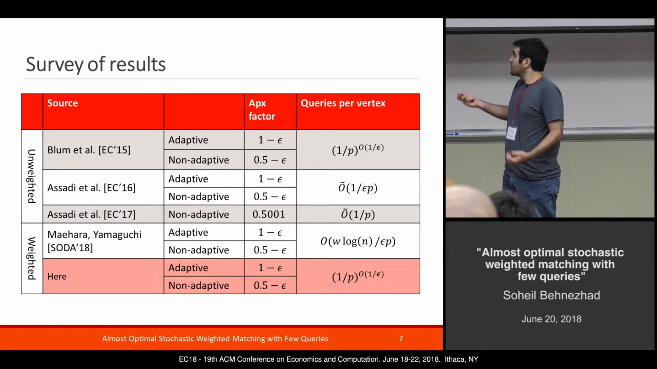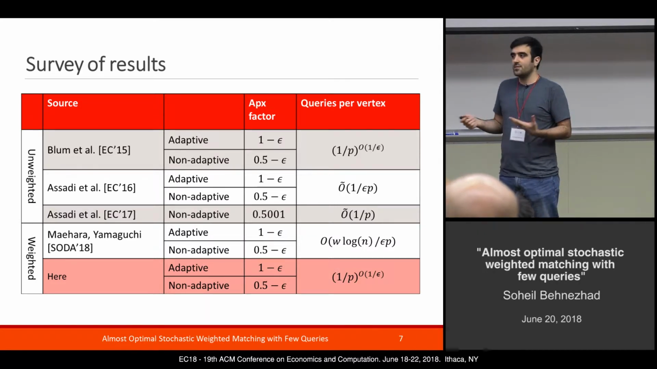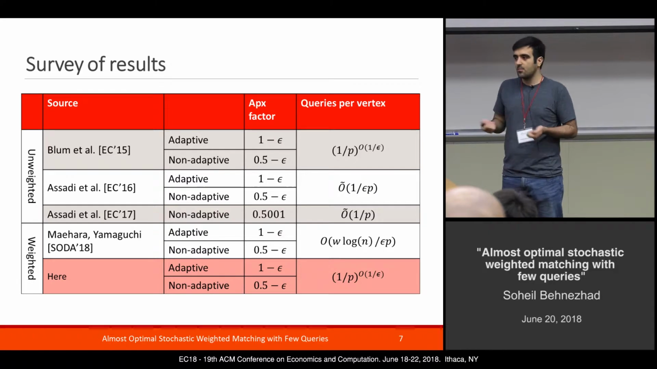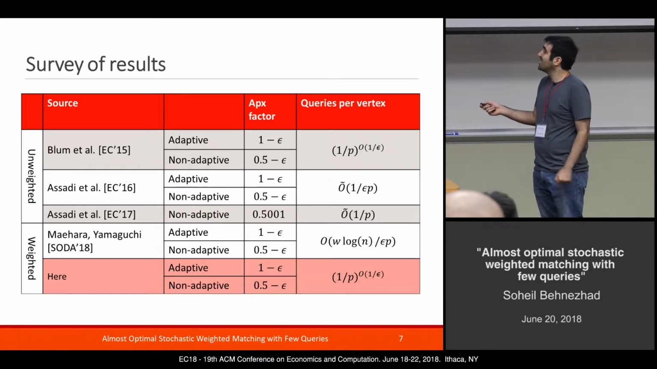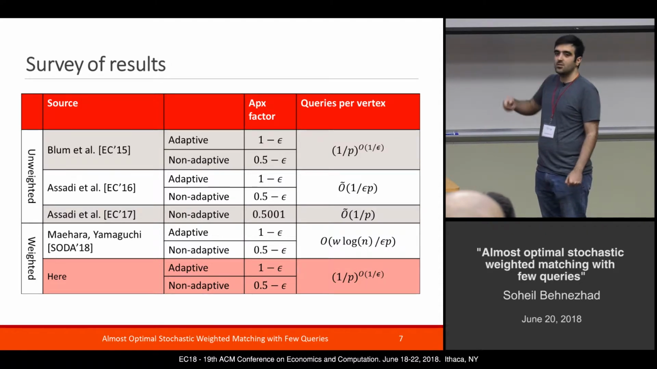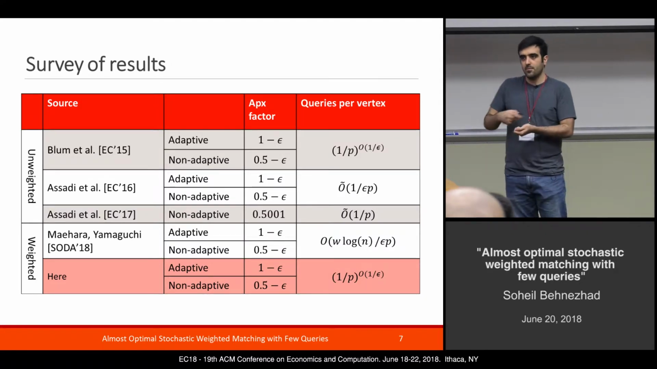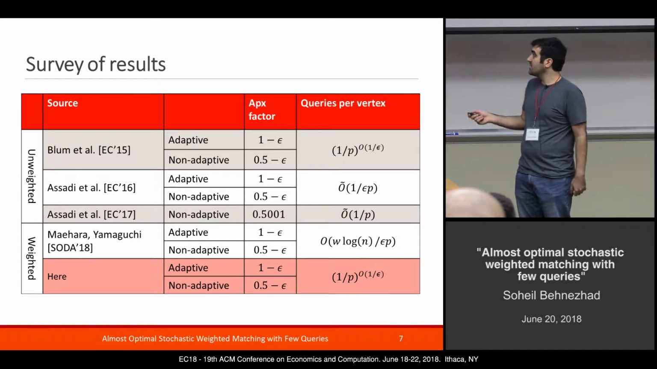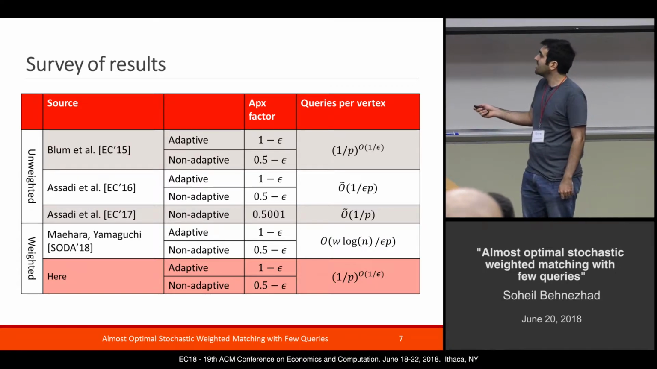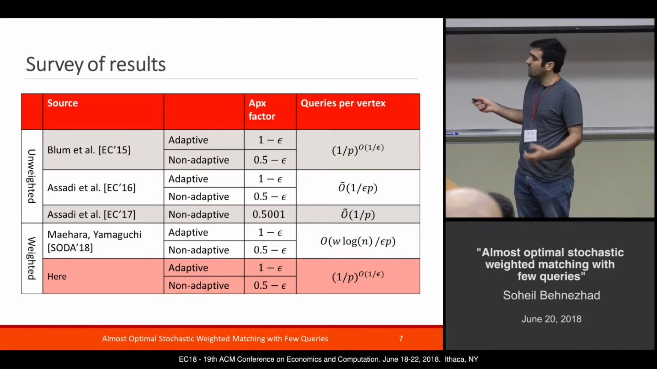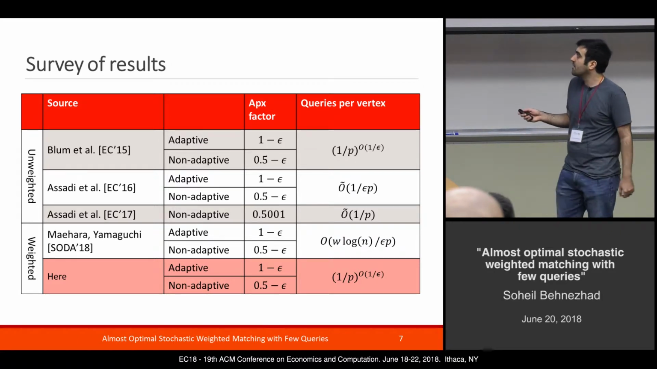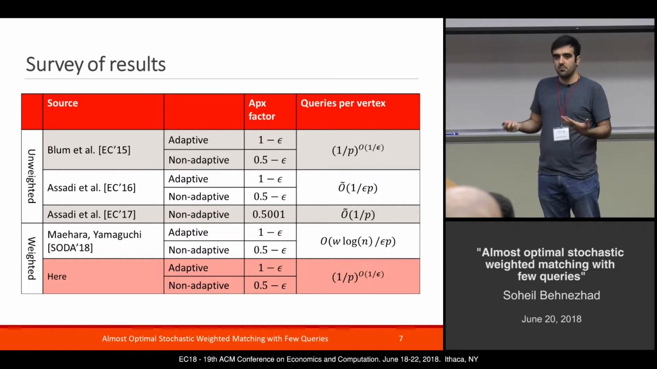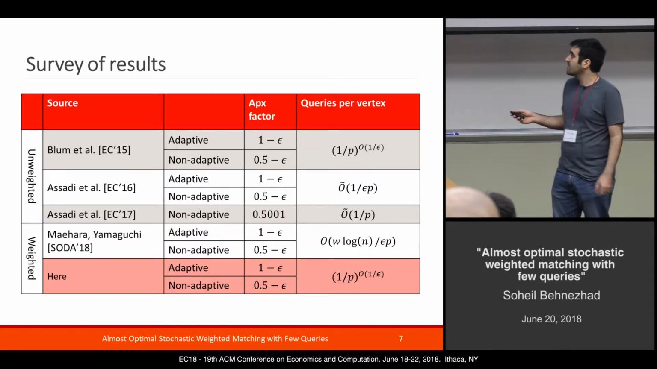So the question really is, can we achieve the same approximation factors with only a constant number of queries per vertex or not? And our contribution is to show that with (1/p)^(1/epsilon) queries per vertex, we can indeed achieve this approximation. This is not as good as the bounds known for unweighted graphs, but the good thing is that it's constant. And it's independent of the structure of the graph, the weights, etc.